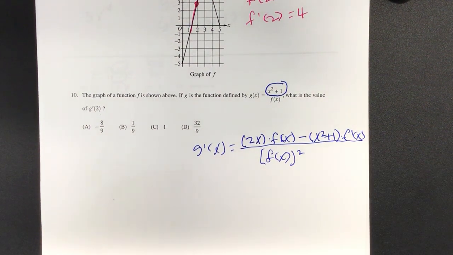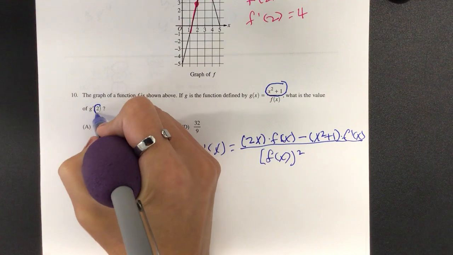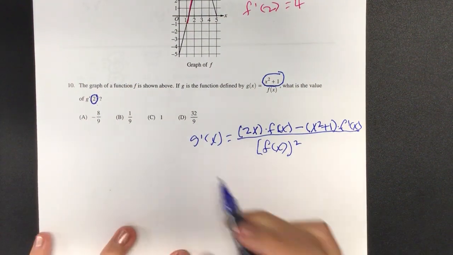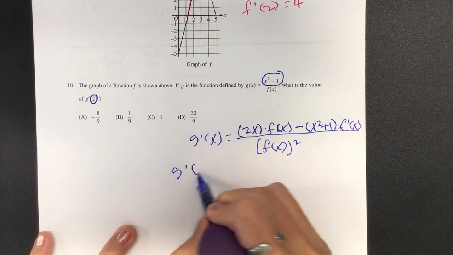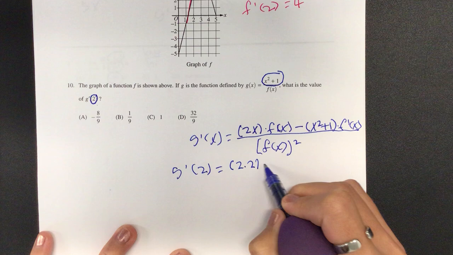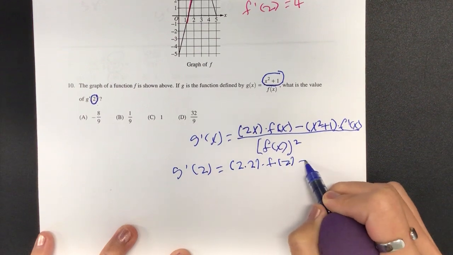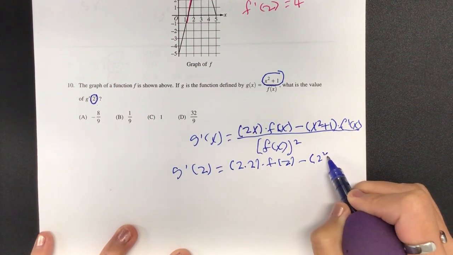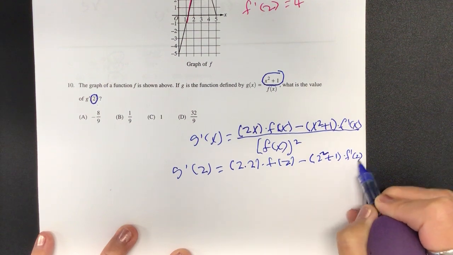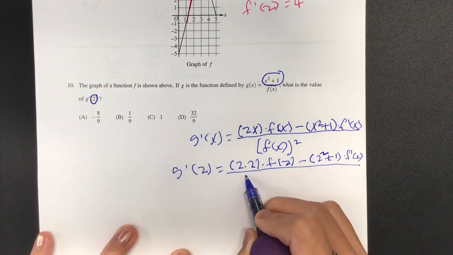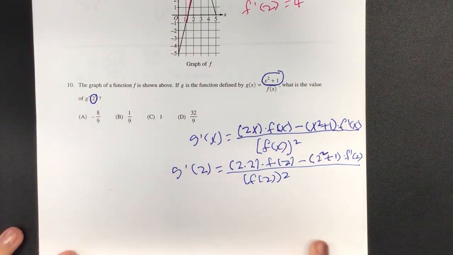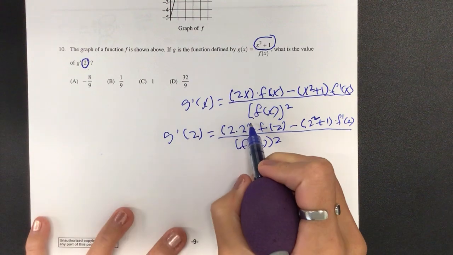Now, what was the x value given to us right here? It says g prime of, do we all see 2? Let's plug it in. We have 2 times 2, f of 2, minus 2 squared plus 1, and f prime of 2, and f of 2, all squared. So time to plug everything in.